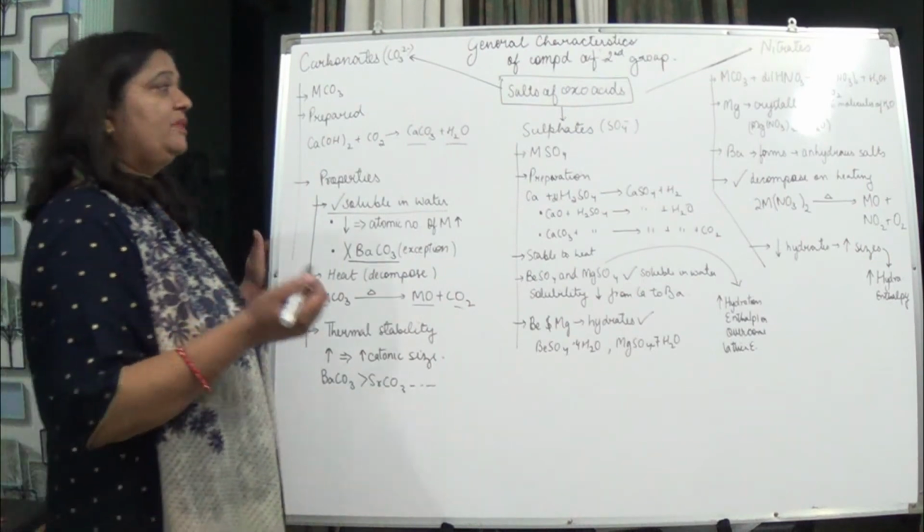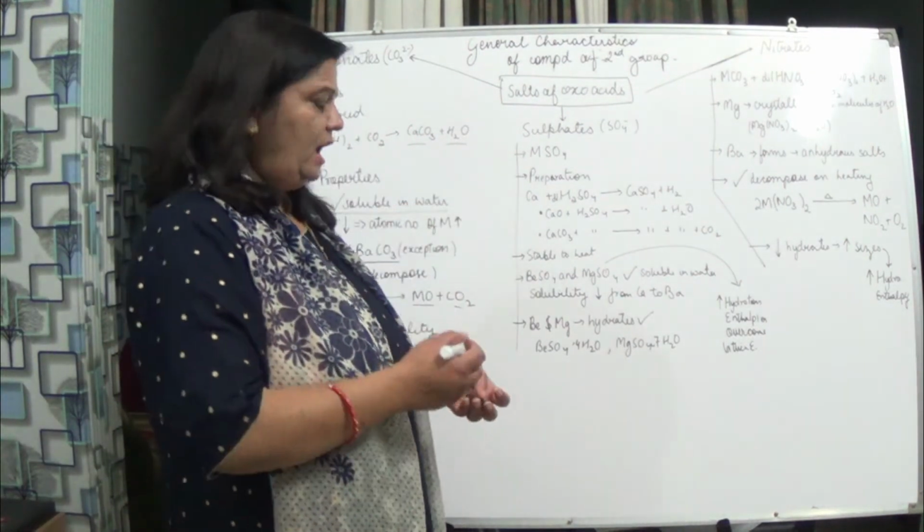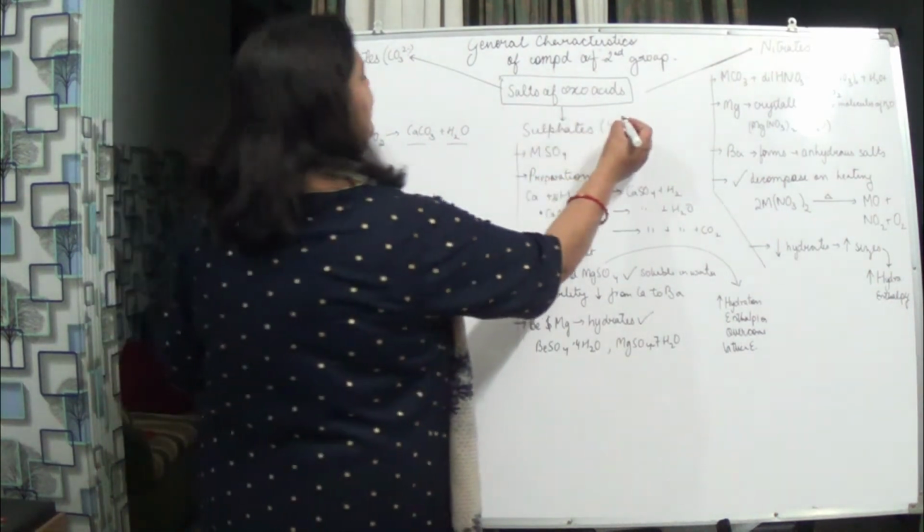Now coming to the sulfates, having the formula SO4 2 minus.